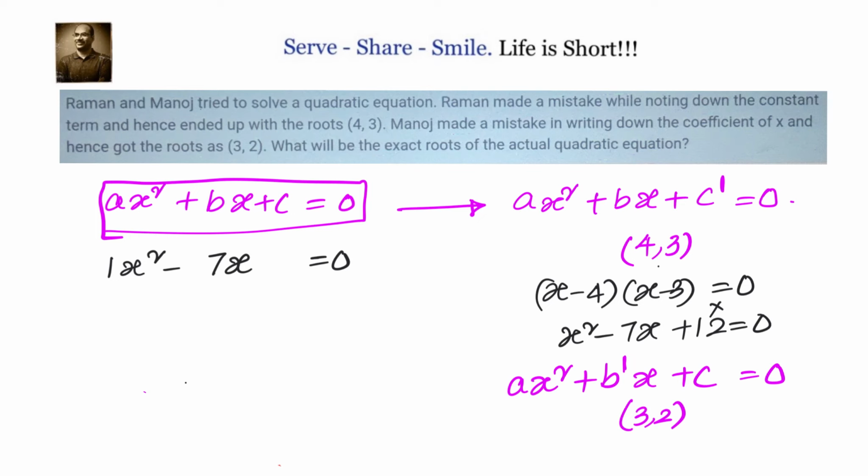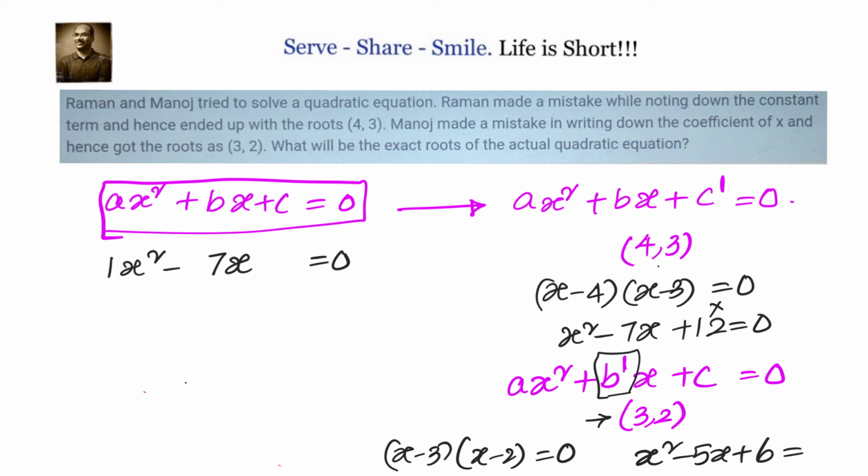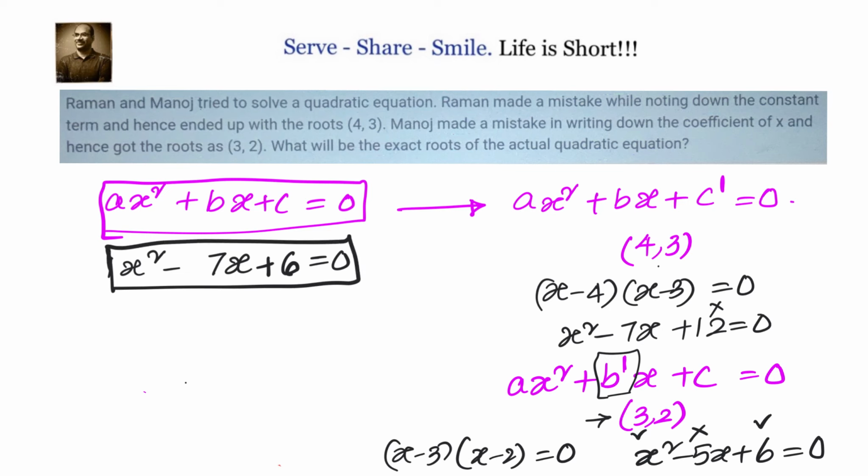To know the value of c, let's go to the second scenario. Manoj made a mistake writing down the quotient of x term and he got the roots as 3, 2. That means the quadratic equation in this scenario will be x minus 3 into x minus 2 equals to 0, which is x square minus 5x plus 6 equals to 0. Now Manoj made a mistake in writing down the quotient of x term. That means the x square quotient and the constant term are correct. What is the constant term here? 6. That is what was missing with us earlier. So we got our quadratic equation as x square minus 7x plus 6 equals to 0.